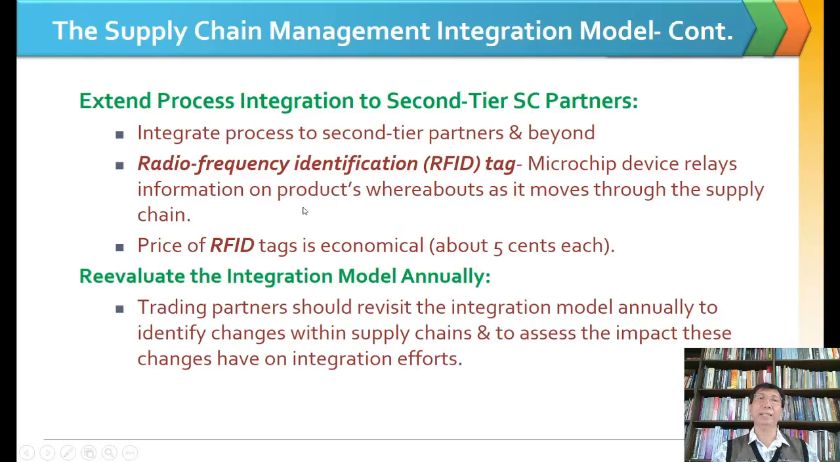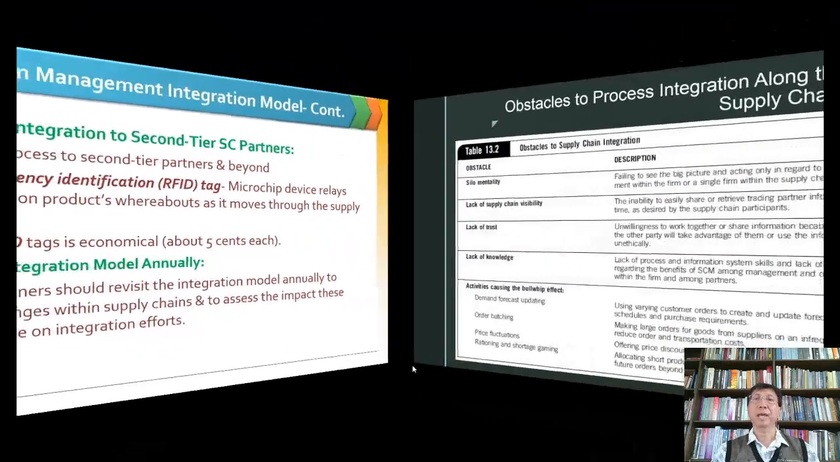And after we extend the process integration using RFID or another technology, the firm must re-evaluate the integration model annually. Trading partners should revisit the integration model annually to identify changes within the supply chain and to assess the impact these changes have on the integration efforts.